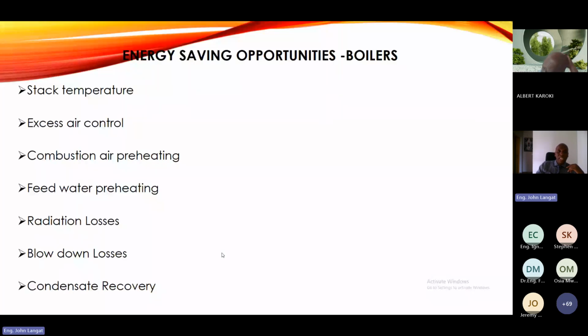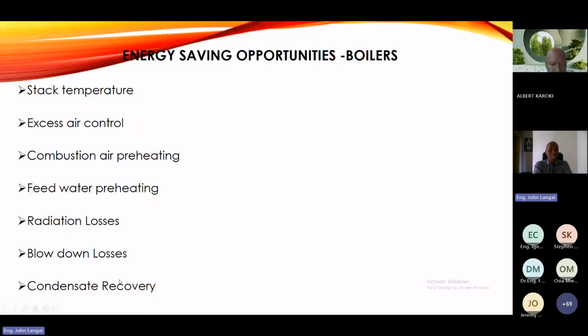So what are the energy saving opportunities in boilers? There are around 6, 7. What can you do to the stack temperature? What can happen to the excess air control? What can happen if you preheat combustion air? What can happen if you preheat feed water? What do you do with the radiation losses? What do you do with the blowdown losses? And what do you do with condensate recovery? Remember, I mentioned condensate.